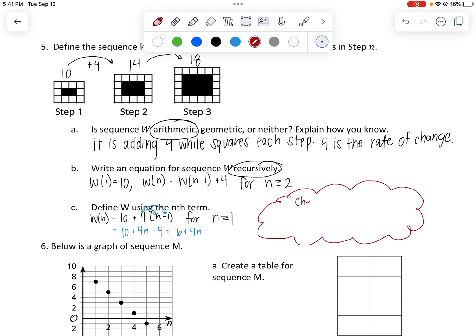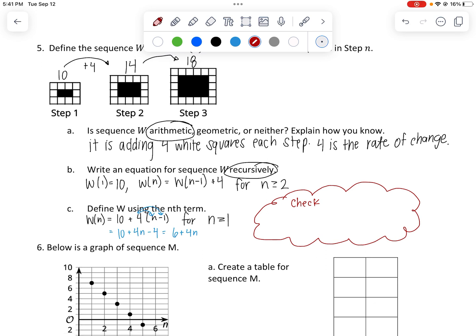Okay, this is just an optional thing, but it's a good way to check to make sure that your nth term is correct. If I plug in step 3, I should be able to get 18 out of it. If I do not, then something's wrong. So I'm going to go back to my original one that I have. W of 3 equals 10 plus 4 times n, which is now a 3 because it's step 3, minus 1. This gives me 10 plus 4 times 2, which gives me 10 plus 8, which is 18. So it does work.